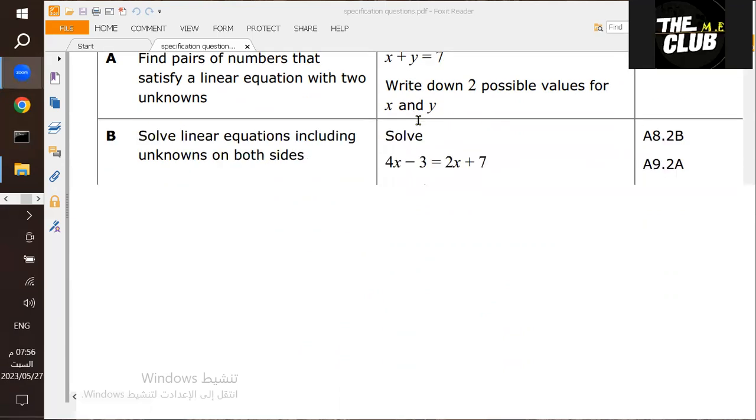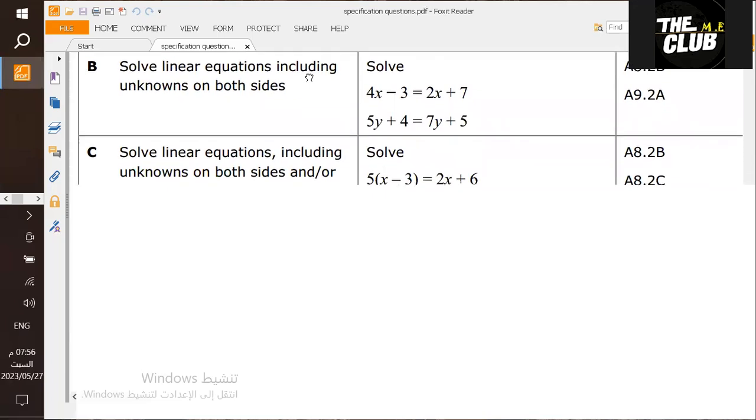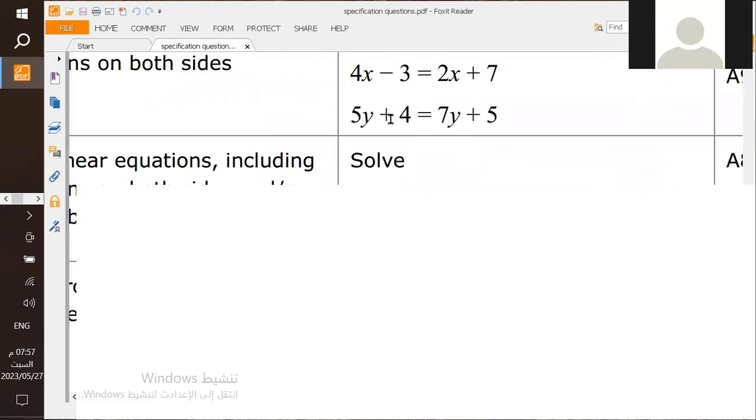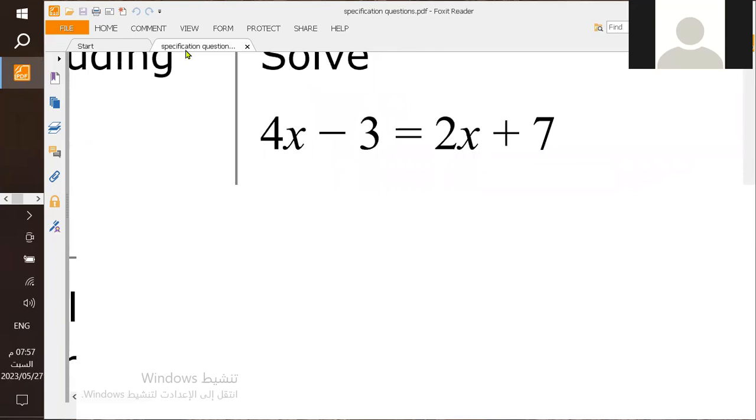Okay. Next, solve linear equations including an unknown on both sides. You make the equation like this. We just collect like terms, yes, the x terms with each other and the y terms with each other. Good. What do we do here? We move this negative to the other side, so 4x minus 2x equals 7 plus 3.